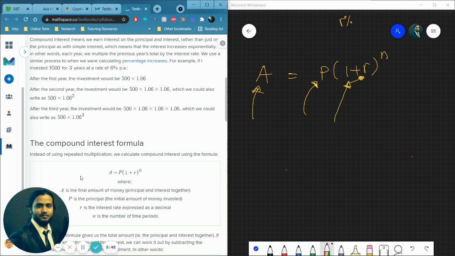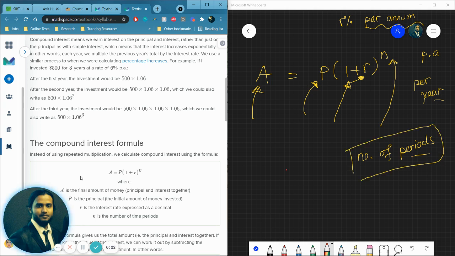So sometimes the word is per annum or p.a. This is the same thing as saying per year. So don't get confused. And this is number of periods. Now see, we are not saying number of years, we are not saying number of months, we are not saying number of quarters, but we are saying number of periods, and that is very crucial.